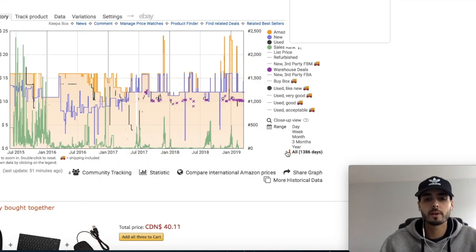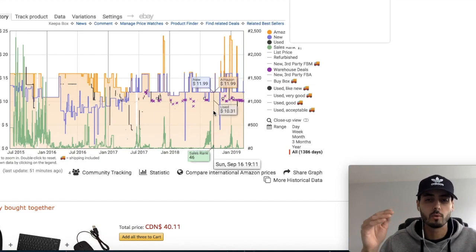So that's why you always want to zoom out and see, hey, how has this product been performing over time? And how is it performing right now? These are things that I think about when I'm looking at the Keepa chart.